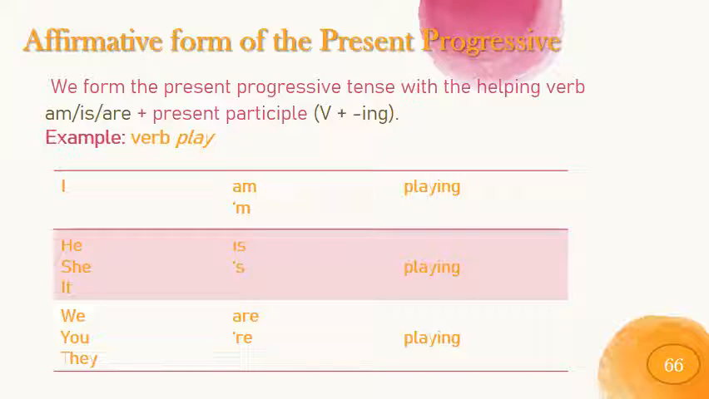Not only this, you use the helping verb, but you have to add ing to the main verb. Example, let's take the example verb play. I am playing, or you can use the contraction I'm. He is playing. She is playing. It is playing. Or you can use the contraction he's, she's, it's. For the plural subjects, we, you, and they, we say we are playing, you are playing, or they are playing, or you can use the contraction we're, you're, and they're.